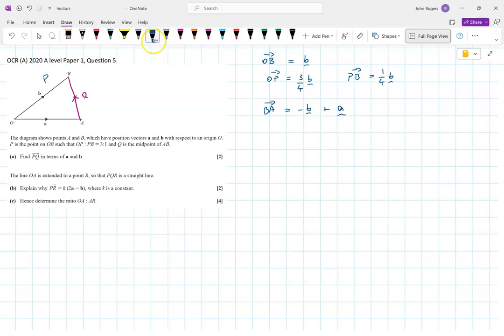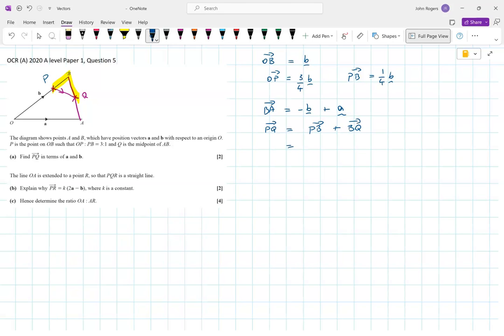I've just rubbed out my point P, and so we want this vector here. It's slightly misaligned there, isn't it? Here, we want that vector there, and so we can use the triangle law on that. That's PB plus BQ. So we've got the vector PQ is equal to the vector PB plus BQ.